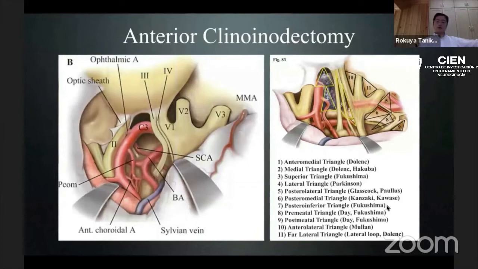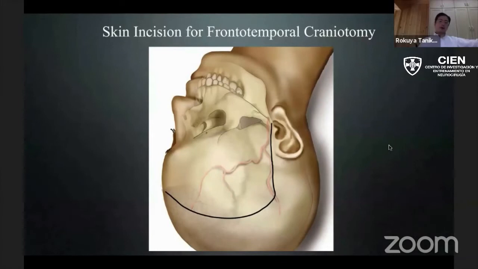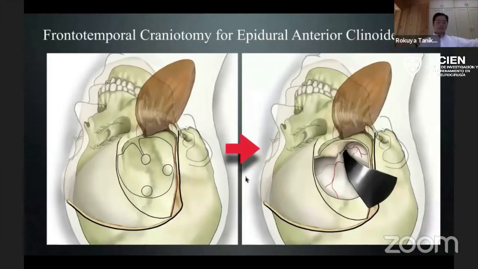When we perform the frontotemporal craniotomy for anticlinoidectomy, I usually perform a skin incision like this along the parietal branch and the anterior trunk, including those two branches in the skin flap. Elevate the skin flap, detach the temporal muscle from the bone from the linea temporalis, reflect it inferiorly, and make the frontotemporal craniotomy like this.